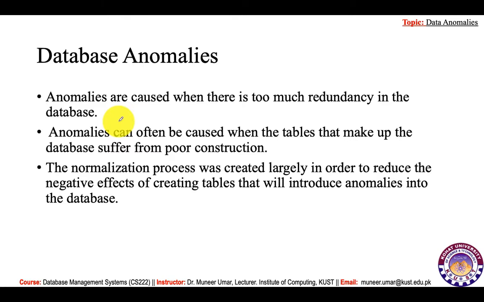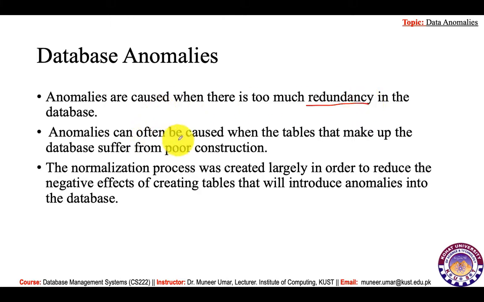Now we have database anomalies. Anomalies are caused when there is too much redundancy in the database. Actually, by anomaly, we mean an abnormal situation. During operations, we may face some issues associated with the records. Those issues are due to data redundancy, and that situation is called database anomalies.